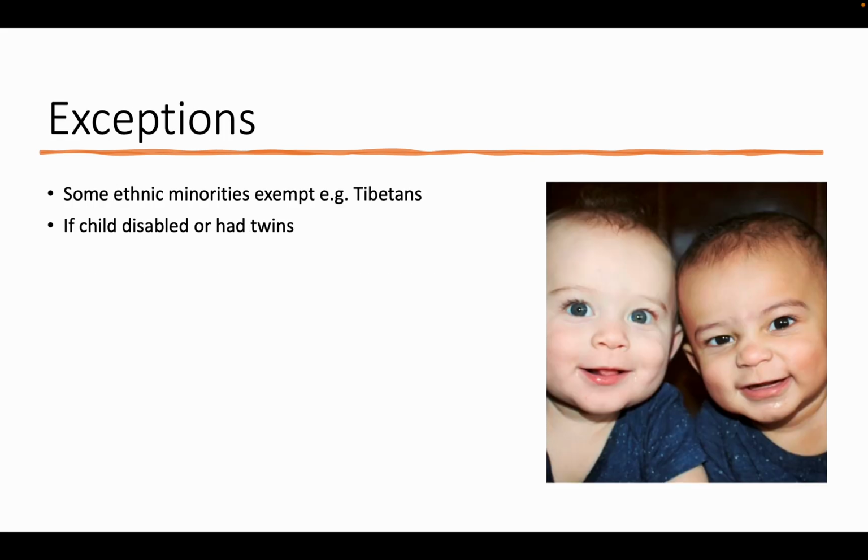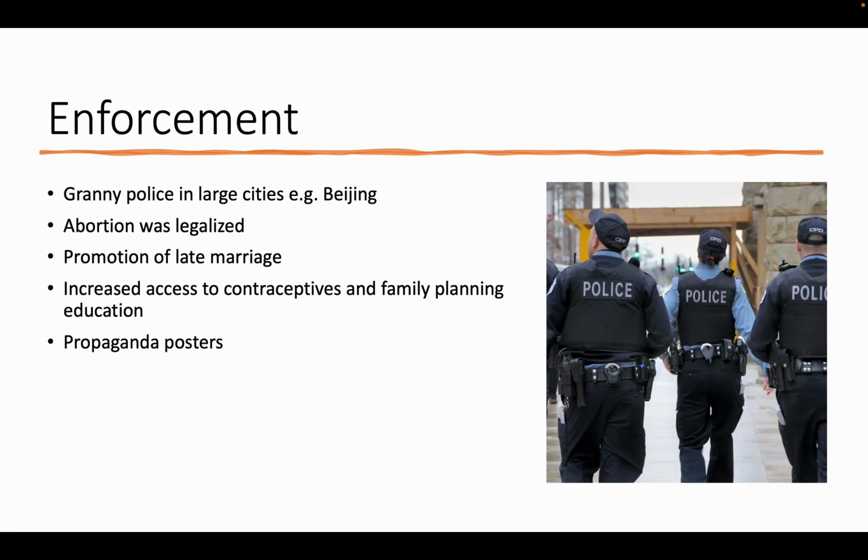Okay, E, exceptions. There were some exceptions to the rule. Some families could have a second child, especially if they were disabled or if you had twins, they were exempt. And there were some ethnic minorities, such as the Tibetans, and some rural areas of China in which a second child was allowed.